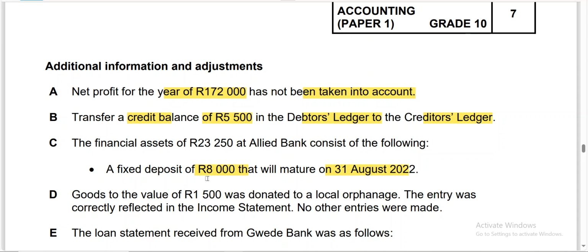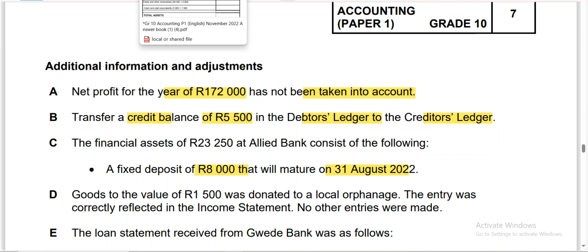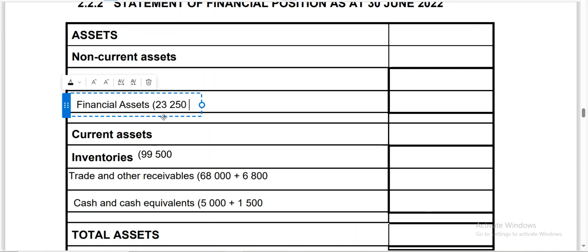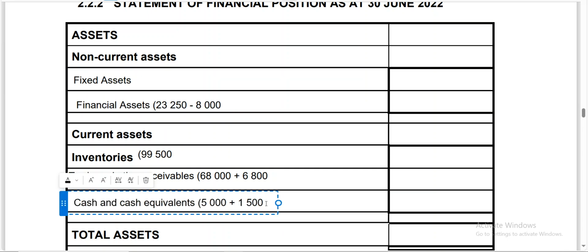So what must we do? We must take it out of the long-term financial assets and bring it under cash and cash equivalents as a fixed deposit. So I'm going to subtract that 8,000 here, so I'll say minus 8,000, then I bring it to cash and cash equivalents as plus 8,000. Okay, very important for you guys to always make sure that you understand that long-term financial assets need to be separated between long-term and short-term.